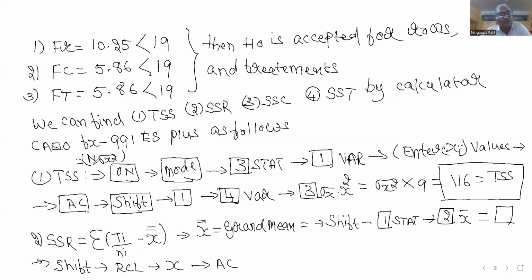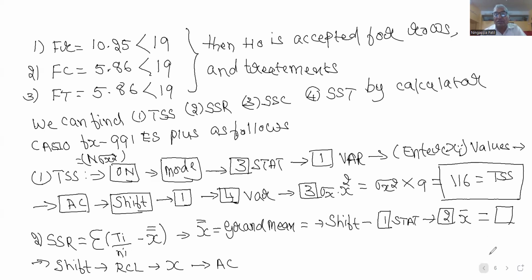TSS means what? This is the variations, the total variance of the table. That is N into sigma x square. N is 9. Sigma x square you have to find out. Then how to find the sigma x square? On the calculator, you press the mode button and then the third button, the STAT button, and again press the 1 button for one variable, and enter all the values.